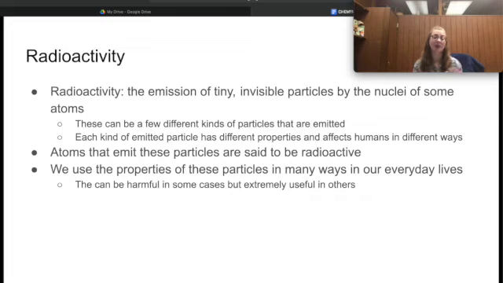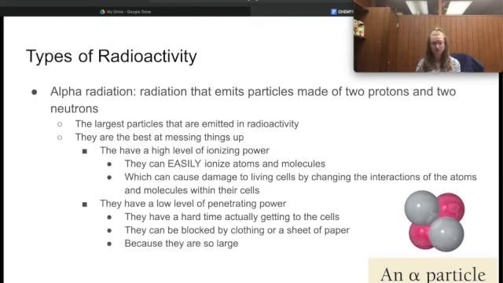So we use the properties of these particles in many ways in our everyday lives, and they can be harmful in some cases, don't get me wrong, but when we're careful and we know what we're doing, they can be extremely useful in many other ways. So, let's talk a little bit about three different types of radiation. These are not all the different forms of radiation that are out there, but these are three that I think are relatively easy to understand.